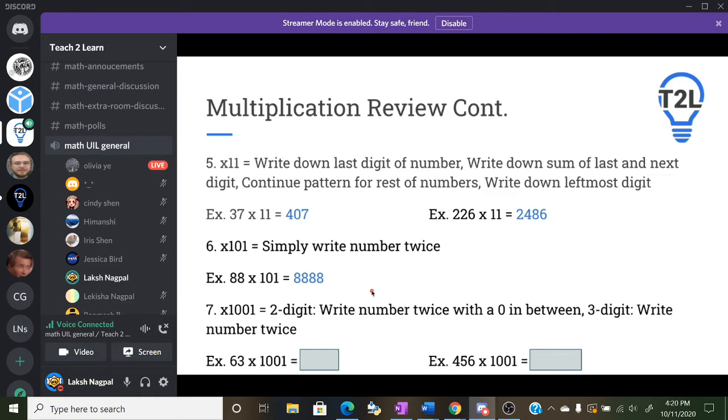Yeah, that one's really easy. And then for number 7, for times 1001, it's also really simple. But this one, there's a trick for 2-digit and 3-digit. So for 2-digit numbers times 1001, all you have to do is just repeat the number, but you want to make sure to add a 0 in between the two numbers. So if you were doing 88 times 1001, then you would still repeat the two numbers to get 8888, but then you would want to add a 0 in between. So it would be 88088. And then if you have a 3-digit times 1001, then you just write the number twice. So try those two.